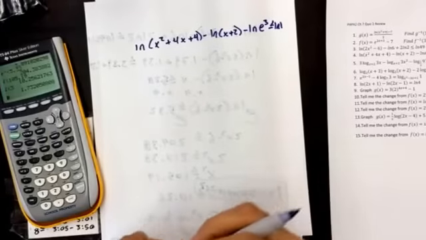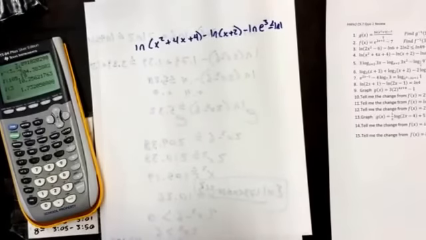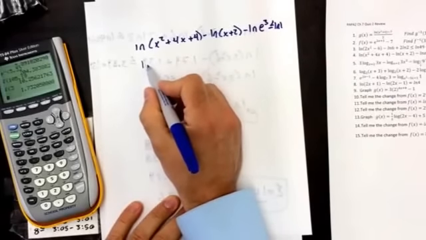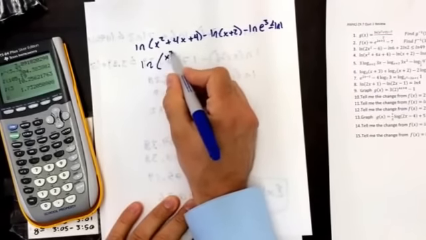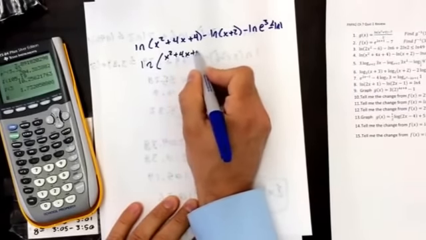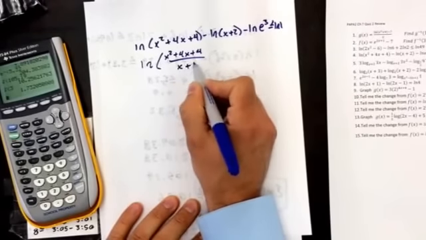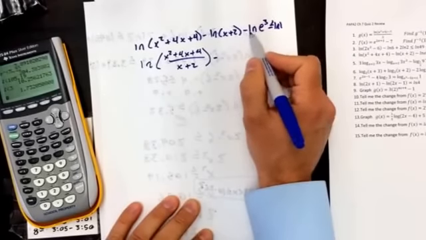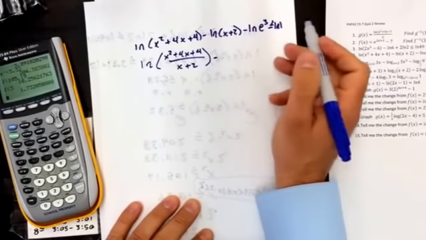I'm just continuing the review problems. So these guys right here have the same base and it says minus, so I'm going to turn it into division, which is going to be x squared plus 4x plus 4 over x plus 2 minus. The reason that I didn't combine this one here is because I have the natural log of e, which is just going to be 1.